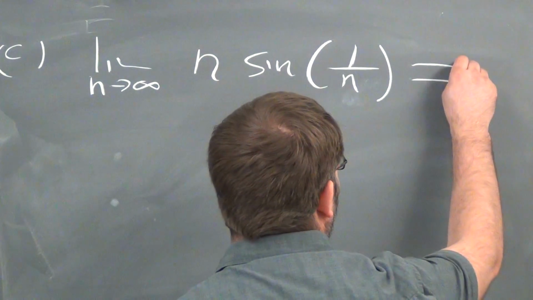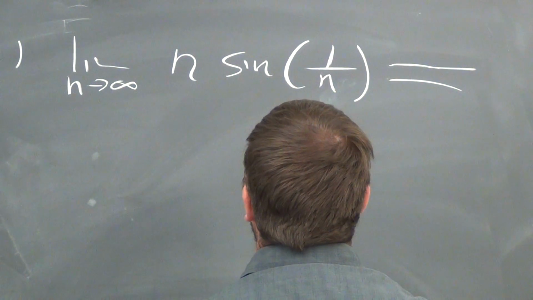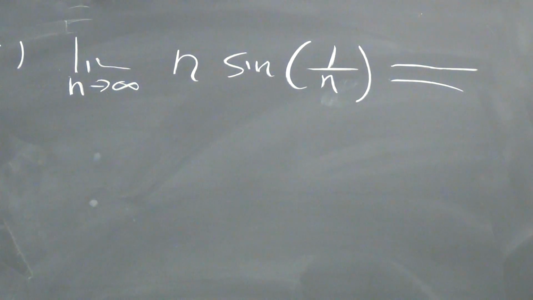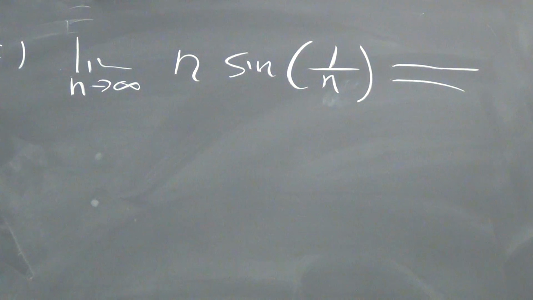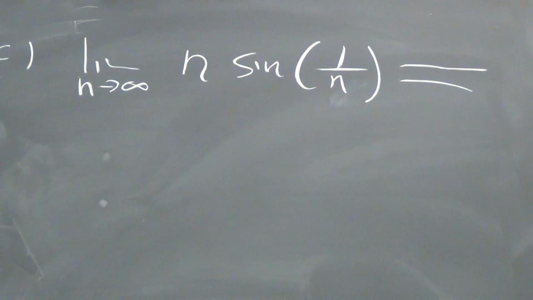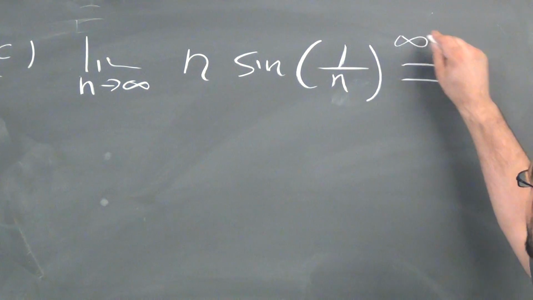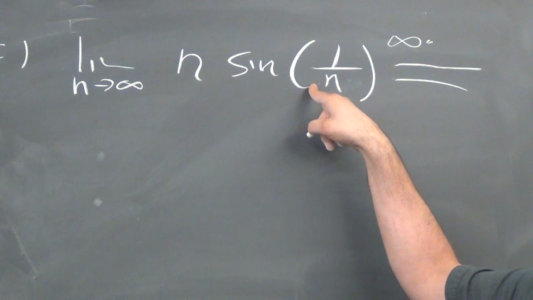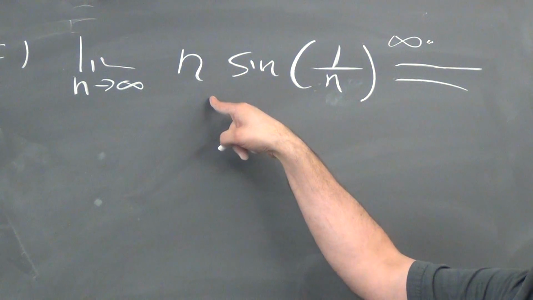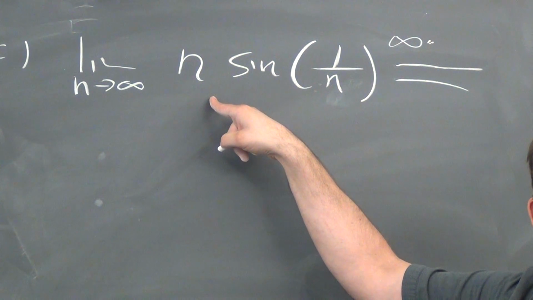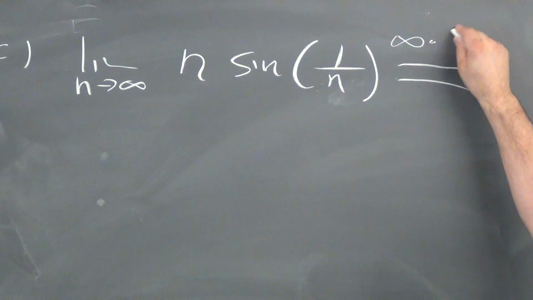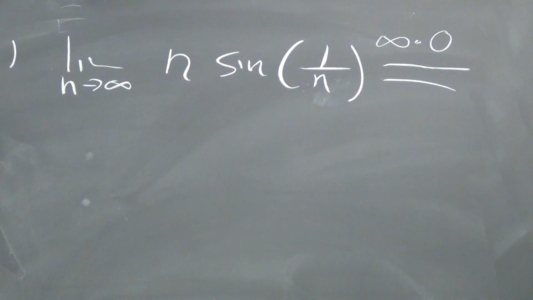Why can't we just plug the n in? I guess we can't really plug infinity in, but what happens as n goes off to infinity, n goes to infinity. What does 1 over n go to? 0. What's sine of 0? 0. So this is going to infinity times 0. Does that make sense? And so this is a place where L'Hopital's rule will be useful.